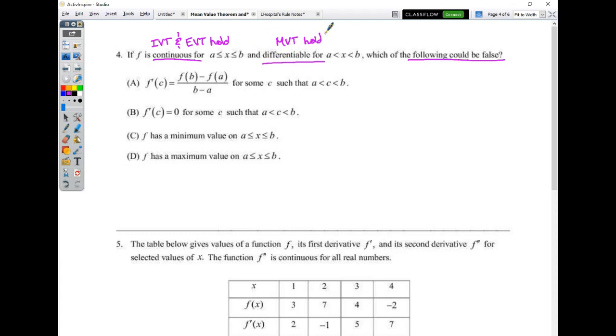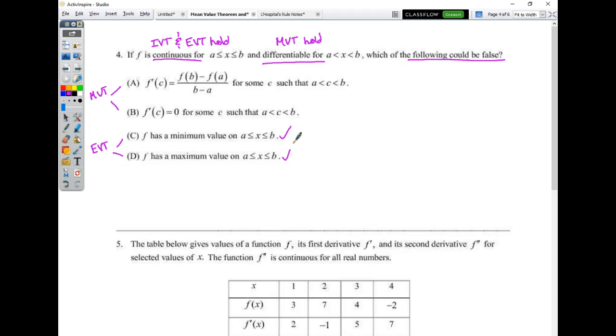So when I look through this, I'm looking for statements. A and B both look like MVT statements. And then these two look like EVT statements. So I want to look at the EVT situations first. F has a minimum value from A to B. If it's a closed interval that's continuous, EVT has to be true. So that and this both have to be true statements. So we're stuck between our MVT A and our MVT B.